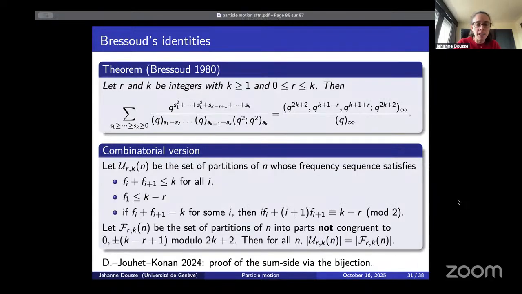And the advantage, I will finish with this, is that we can also get similar things for the Bressou identity, which is similar to Andrews Gordon, but instead of having odd moduli, we have even moduli here. And basically, it's all the same conditions except that we have an additional condition here, which is some parity condition on the frequencies. So actually, we can also prove using the same bijection that the sum side is indeed the generating function for U R K here.